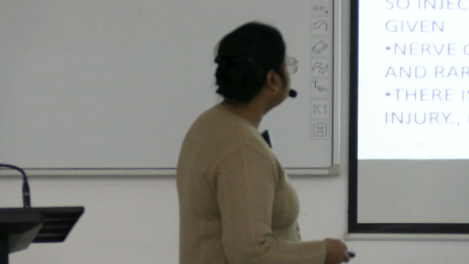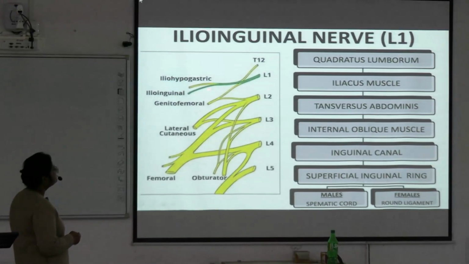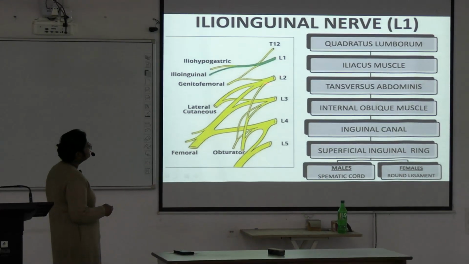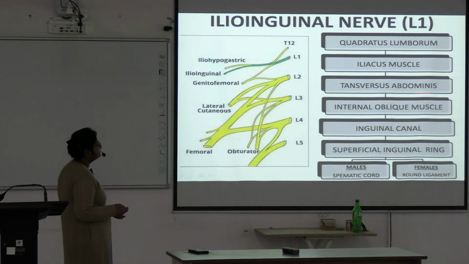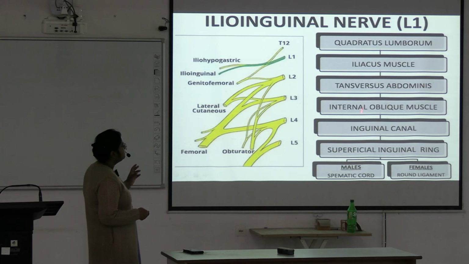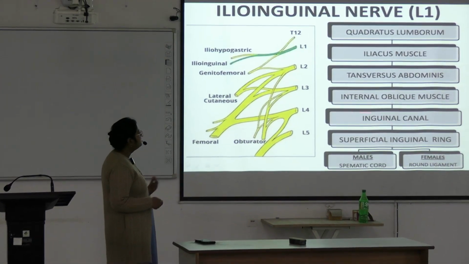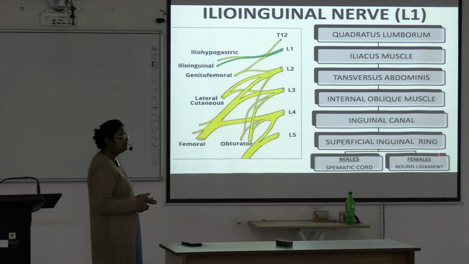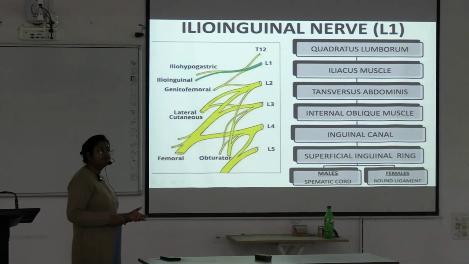Okay. Next we go to the ilioinguinal nerve. So this is the ilioinguinal nerve, this green colored one. Root value is L1. It passes over the quadratus lumborum, then iliacus, then passes in between the transversus abdominis and internal oblique, and then enters the inguinal canal, piercing through its roof, lying within the inguinal canal, coming out through the superficial inguinal ring, and lying along with the spermatic cord in males and along with the round ligament of the uterus in females. Okay, understood? And it supplies the perineal area.